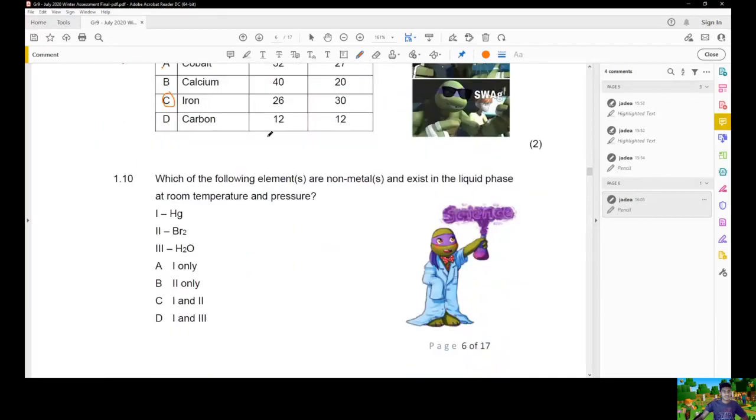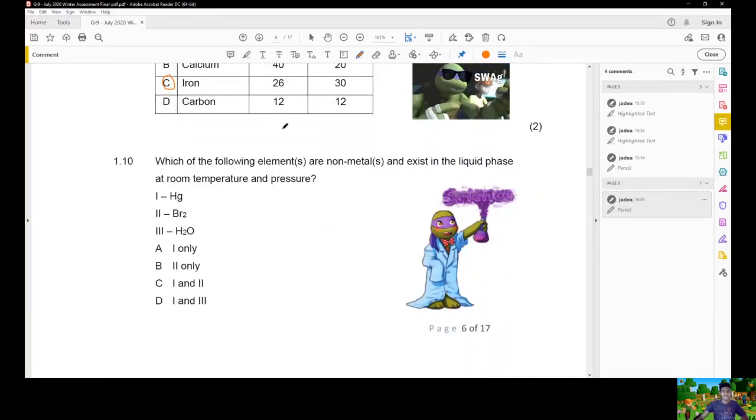Okay, and lastly, question 1.10. Which of the following elements are non-metals and exist in the liquid phase at room temperature and pressure? So where you can find this, or what you've studied, is that colored periodic table where we highlighted all the different groups of elements and put a key for their phases, the ones that are gases, the ones that are liquids. We didn't put a key for solids, because anything that is not a gas or a liquid has to be a solid. And finding metals and non-metals, that was indicated by the steps.